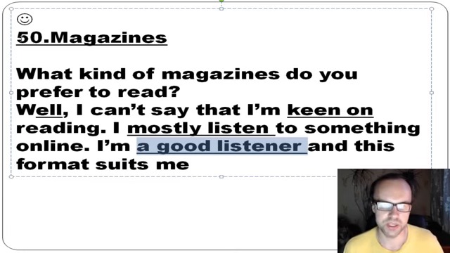Who knows, yeah? So magazines. What kind of magazines do you prefer to read? Well, I can't say that I'm keen on reading. I mostly listen to something online. I'm a good listener and this format suits me.